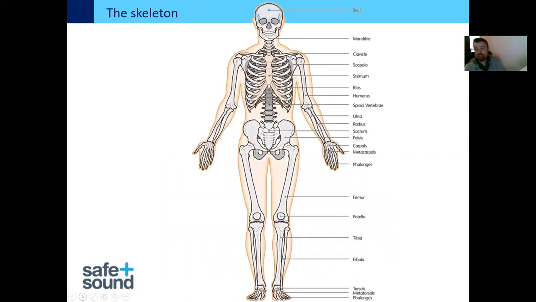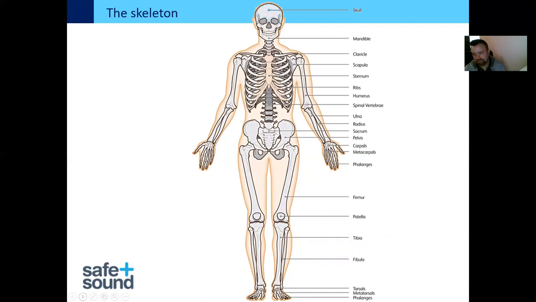Okay, moving on to the skeleton system. So again, you've covered this in your anatomy and physiology. So you've got your skeleton here, looking at your skull, moving down to your clavicle, scapula, sternum, ribs, humerus, vertebrae, ulna, radius, exactly. Just keep going. So again, you don't need to know all of this in Latin.